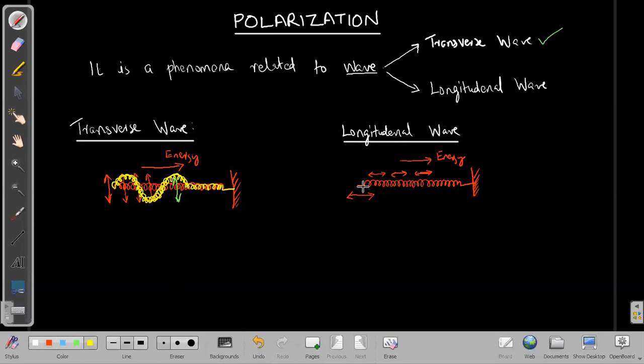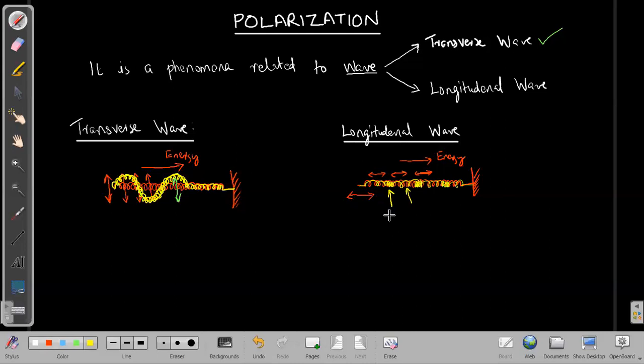So I will just draw the figure. Suppose at this point the spring particles are very close. This kind of way. Here you can see, at this position the spring particles are very close, and at this region the spring particles are very far away. These regions are called the compression region and rarefaction region. And as time moves forward, the positions of the compression and rarefaction also change. This is very easy to demonstrate.